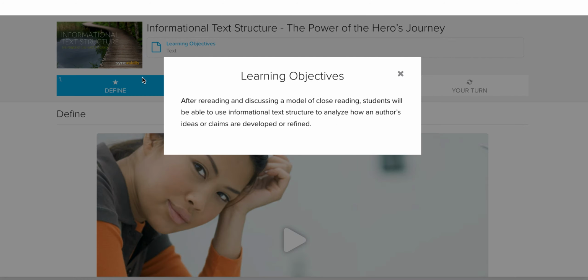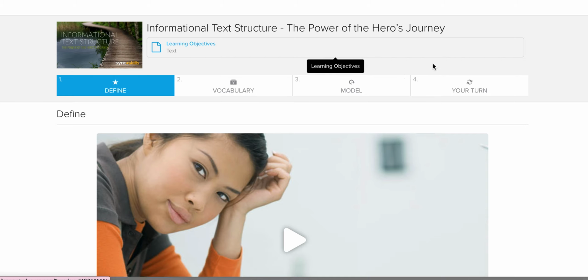Our learning objective is, after rereading and discussing a model of close reading, students will be able to use informational text structure to analyze how an author's ideas or claims are developed or refined. And your success criteria, how you know that you've been able to successfully learn this skill, is going to be through the Your Turn activity on tab 4, as well as being able to apply this to the power of the hero's journey, which is something that you're going to be looking at during the close read of this.